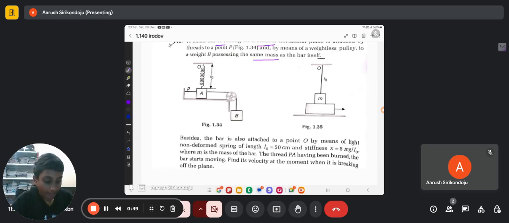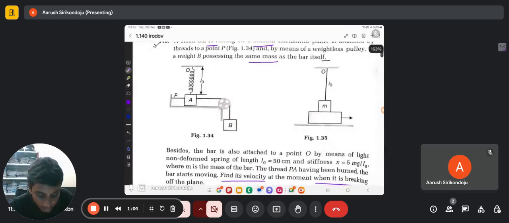The thread PA having been burnt, the bar starts moving. Find its velocity at the moment when it is breaking off the plane. Okay, so let's understand the situation. As given in the question, we have to find the velocity of bar A when it is breaking off the plane. Let's say it's going to break off the plane with the velocity v.